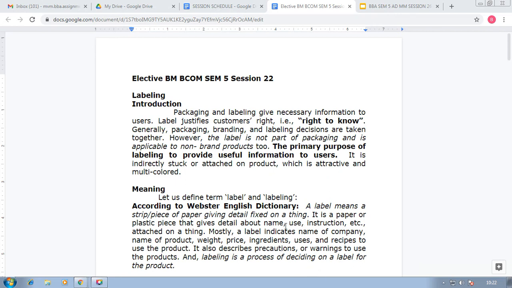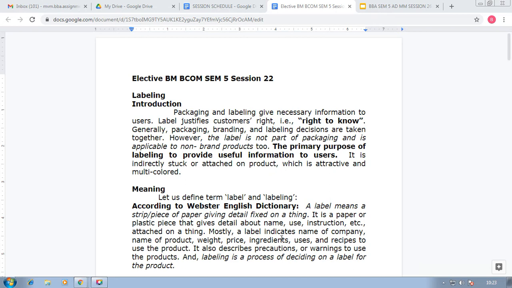Now what is a label or labeling? The same as brand or branding, students. A label is a strip of paper giving details, fixed on a thing or a product. It is a paper or plastic piece that gives details about the product: product name, use of the product, instructions related to the product, how to install it, how to use it, or maybe how to prepare it if it is a food product.